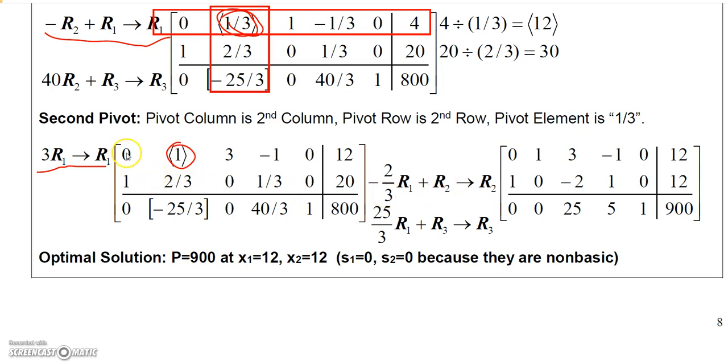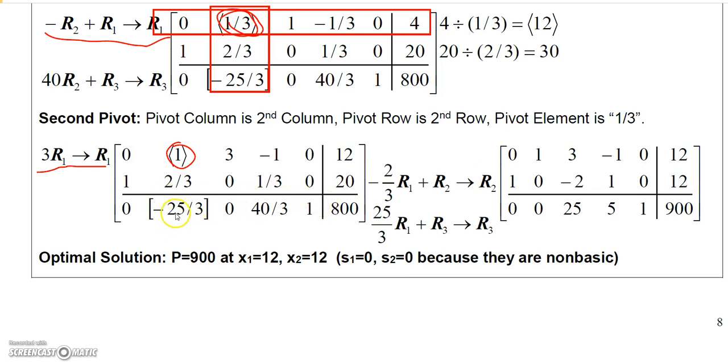And let's see if we can do that. Negative 2/3 times 0 plus 1 gives me 1. Negative 2/3 times 1 is negative 2/3 plus 2/3 gives me 0. Negative 2/3 times 3 is going to be negative 2 plus 0 gives me negative 2. Negative 2/3 times negative 1 is 2/3, and 2/3 plus 1/3 is 1. Negative 2/3 times 0 plus 0 is 0. Negative 2/3 times 12 would be negative 8, and negative 8 plus 20 is 12. And that takes care of that.